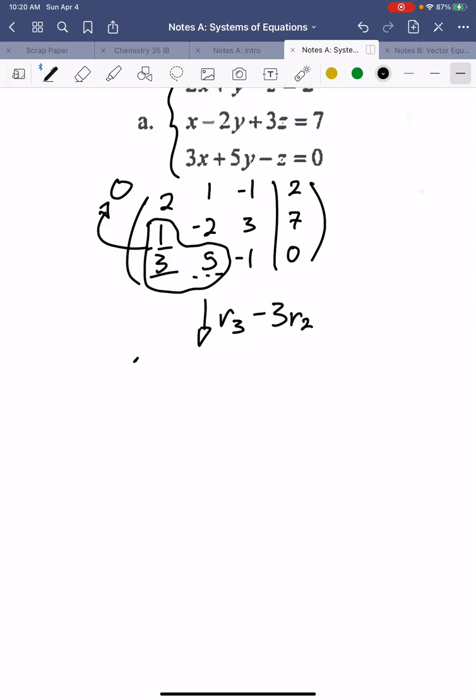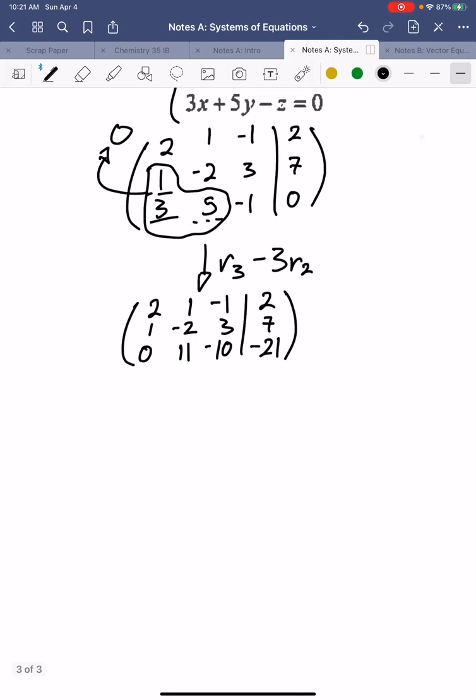Easy. So the first row doesn't change. 2, 1, -1, 2. Then the second row also doesn't change. So 1, -2, 3, 7. But the third row changes. So 3 minus 3 times 1 is 0. 5 minus 3 times -2 is going to be 5 plus 6, which is 11. And then we have -1 minus 9, so -10. Then we have our boy 0 minus 3 times 7, so -21.